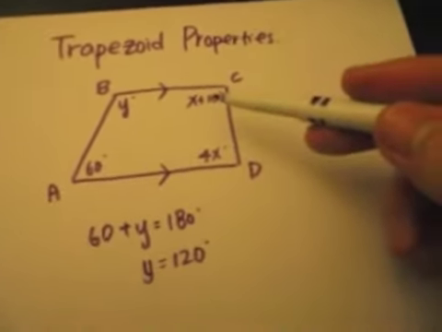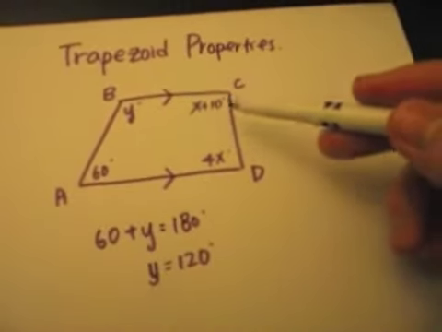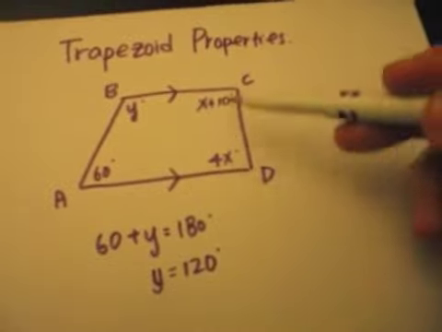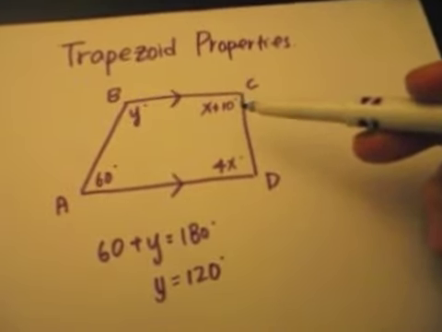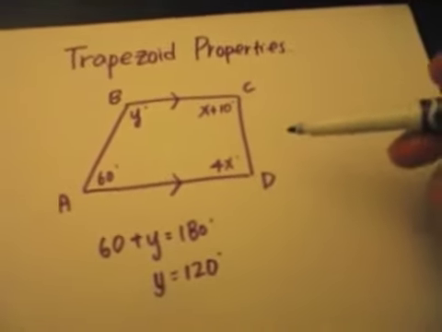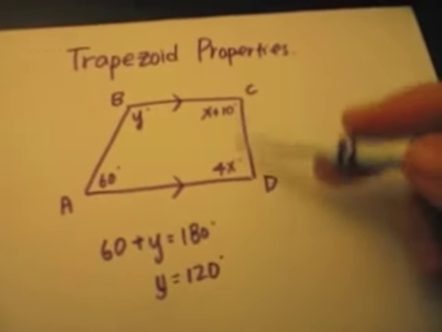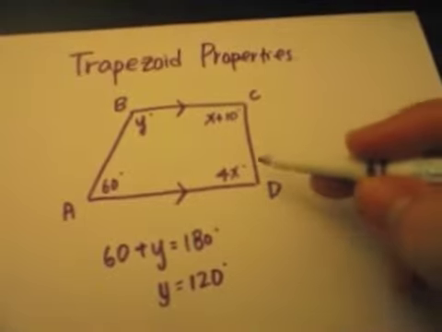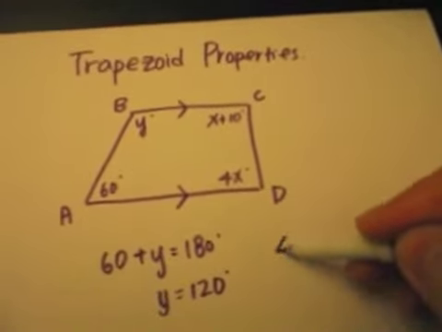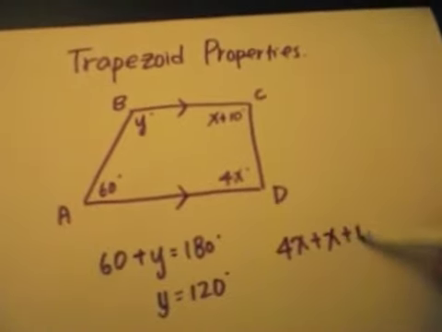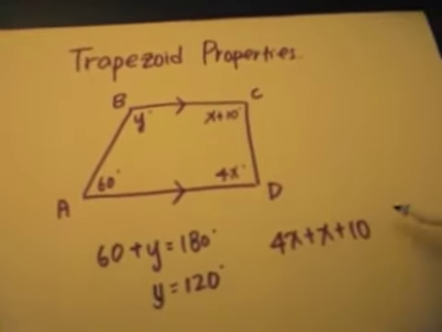What about for x? How do I solve for x? Both of these consecutive angles here have variables in them. That's okay. Just set up the equation and see where it goes. Don't be afraid of this situation here. Just set up the equation. So I have 4x plus x plus 10, and that should give me 180.